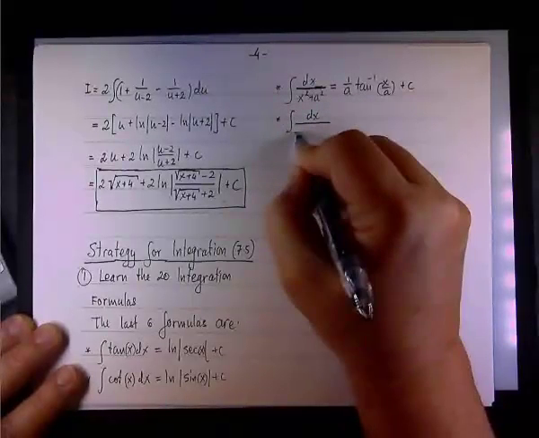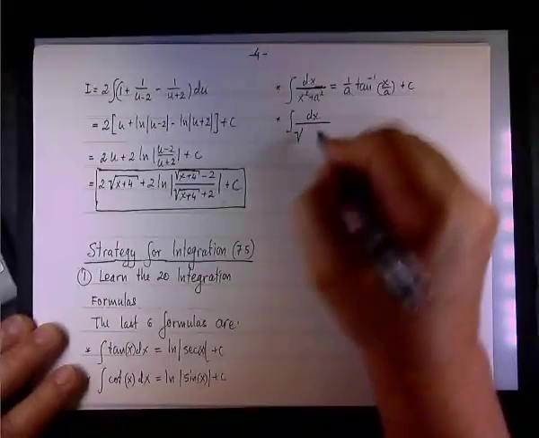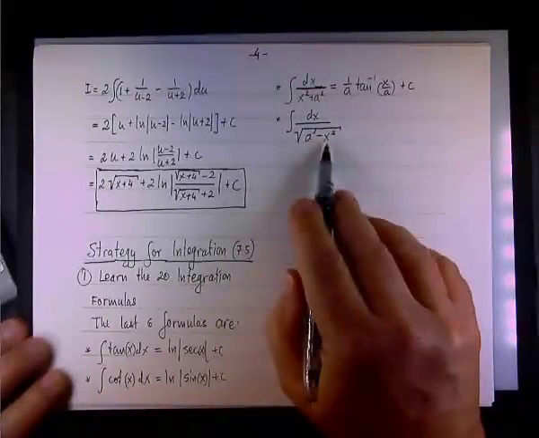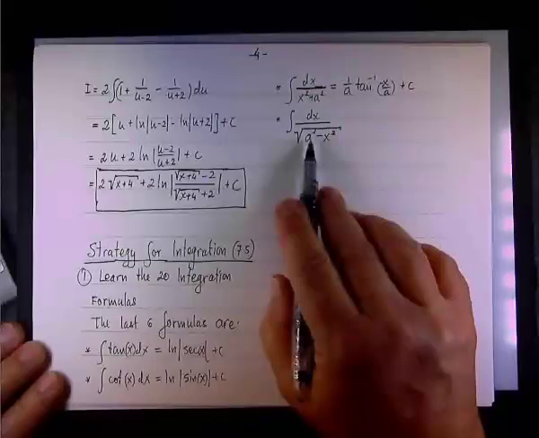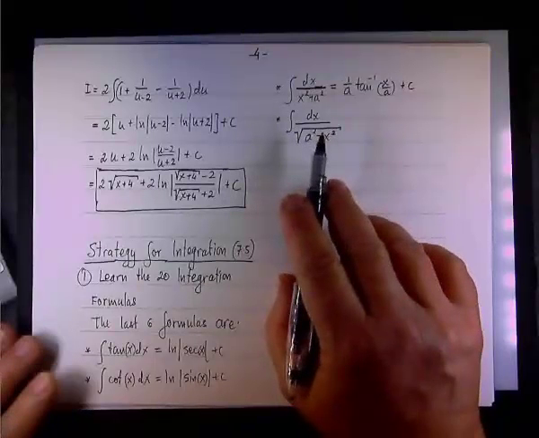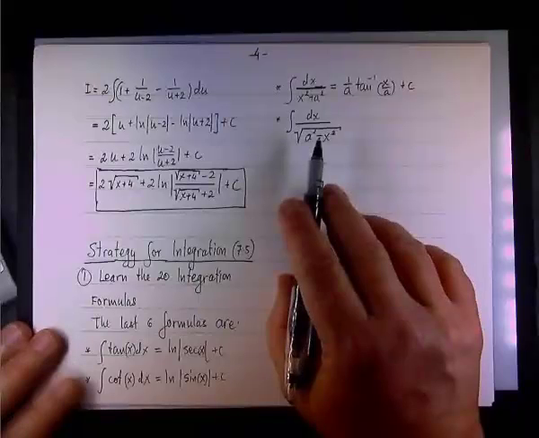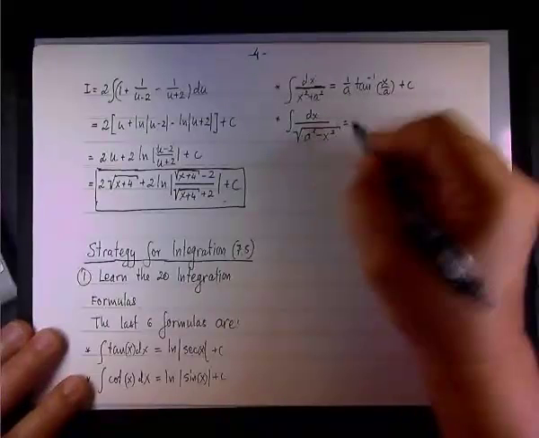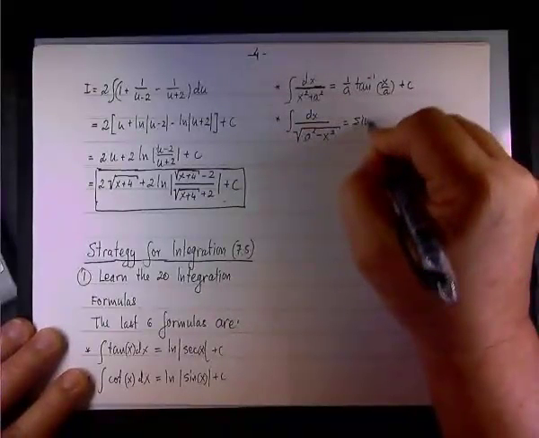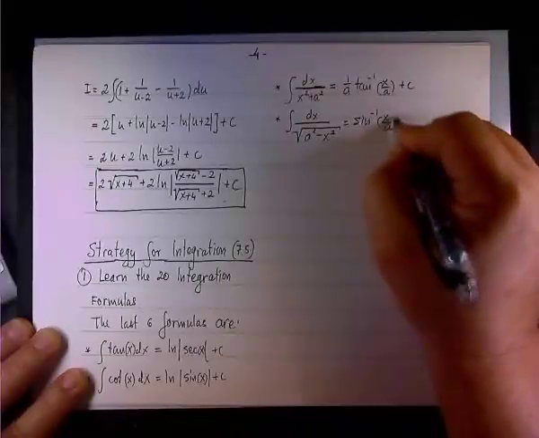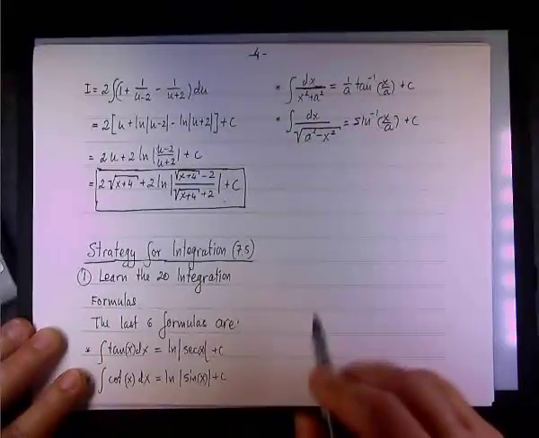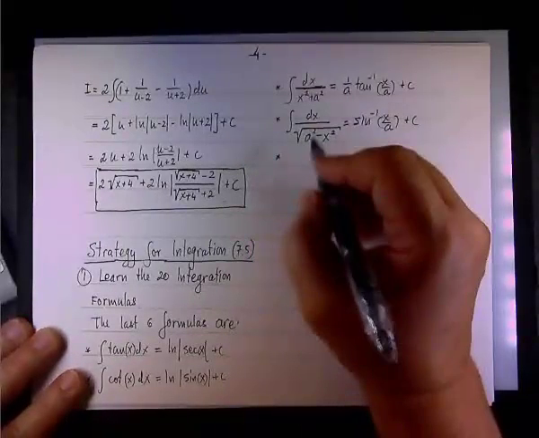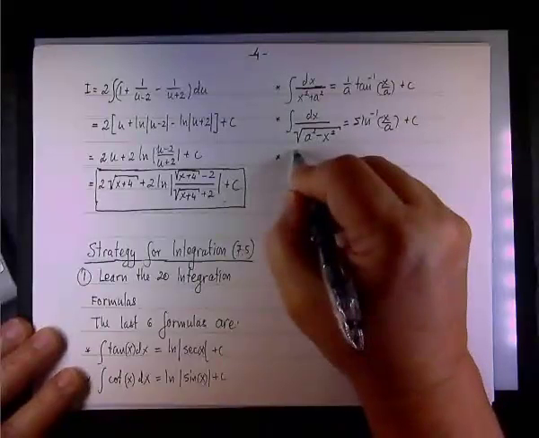Will be the integral of dx over, this time we're going to have the square root of a squared minus x squared. Because x squared cannot be greater than a, the obvious choice will be the sine substitution, right? Or x equal a sine theta, and the result will be the inverse sine of x over a plus c. So this is a trig substitution.